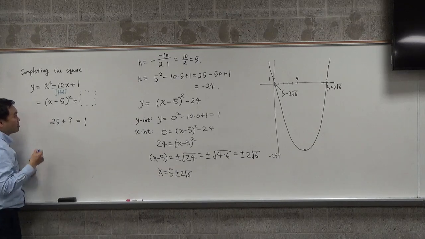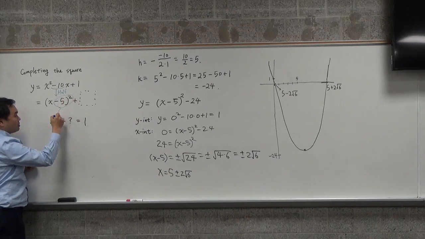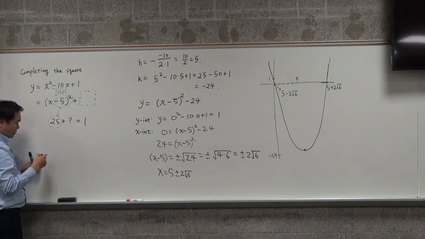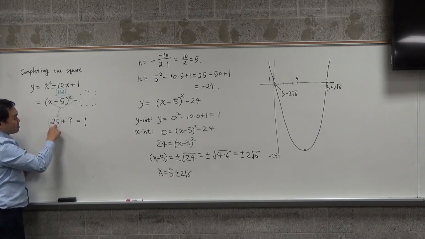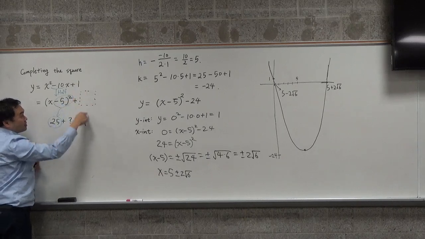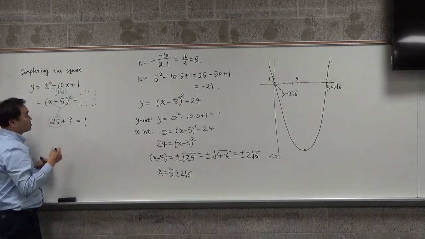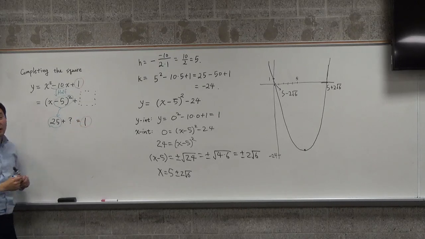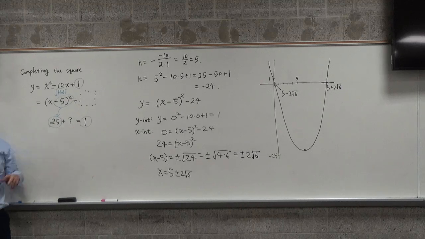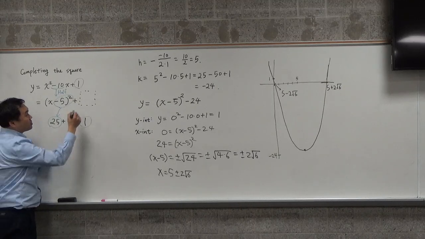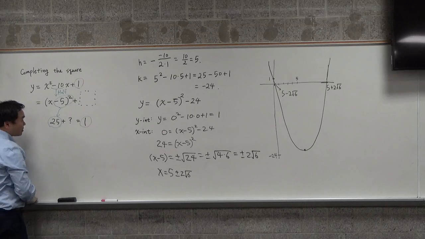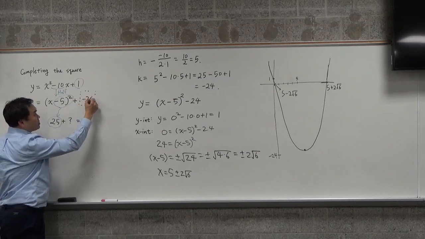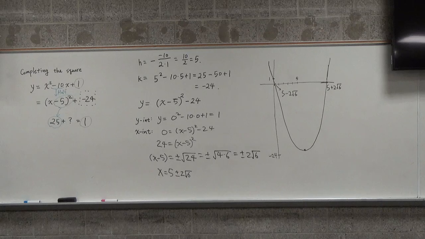Negative 5 squared gives you this 25. So this is going to create this 25. And now the question is, this plus what gives you this 1? Negative 24. Yeah. So you see that negative 24 is the one that makes this equation true, right? So that's why you put negative 24. And that's it. Negative 24.